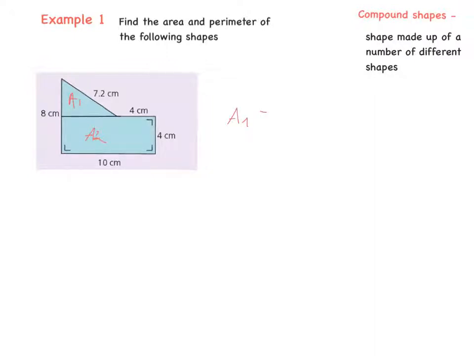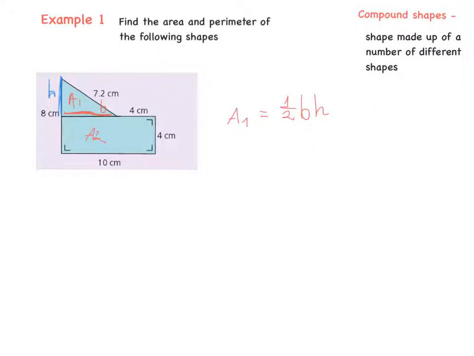A1 is a triangle and the formula says 1/2 base multiplied by height. So where's the base and where's the height? In here, this is the base, and this is the height. This is a right angle triangle, so this might be the base and this might be the height. Doesn't matter. We need to multiply them.